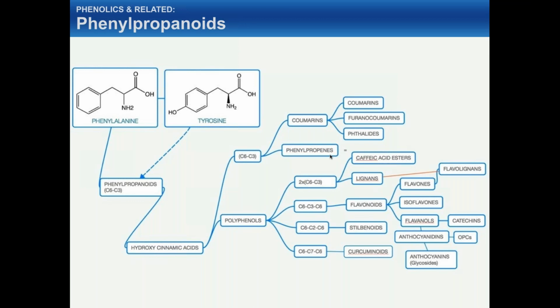Now, phenyl or phenyl group is the aromatic ring there. Propane in chemistry means 3 carbons. So propane gas is a 3-carbon gas. Phenylpropanoids means you have a phenyl group and some kind of propanoid or 3-carbon chain attached to it.